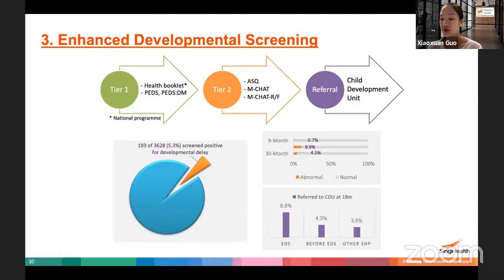We are proud to share that our data has helped to influence the latest National Child Development Screening Guidelines, which was recently rolled out earlier this month. And the team hopes that this program will eventually be scalable to all polyclinics in Singapore.